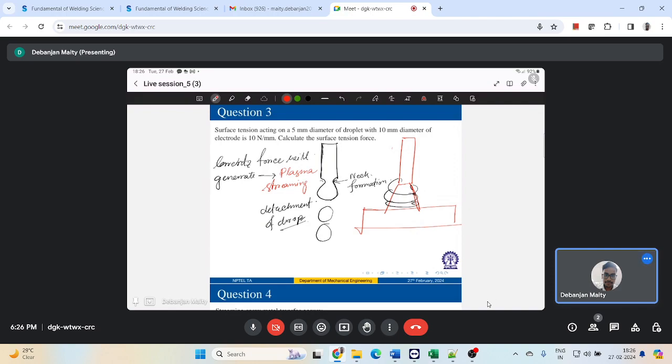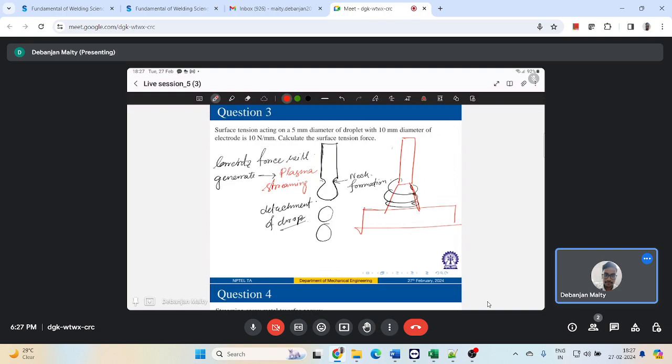Now, surface tension and viscosity, which we have discussed till now, help the droplet to grow in size, whereas this electromagnetic force, or this Lorentz force, will constrict the molten end of the electrode, causing the drop separation from the electrode, right?